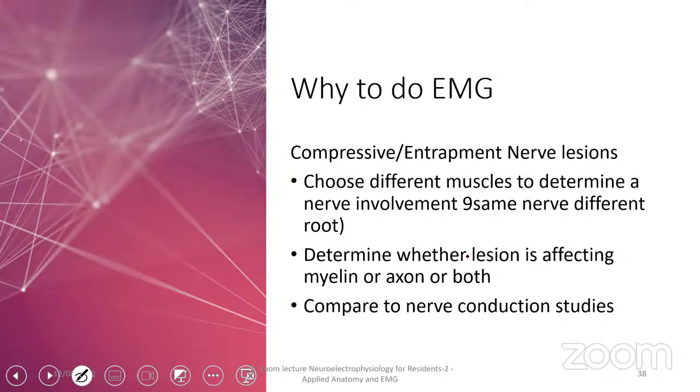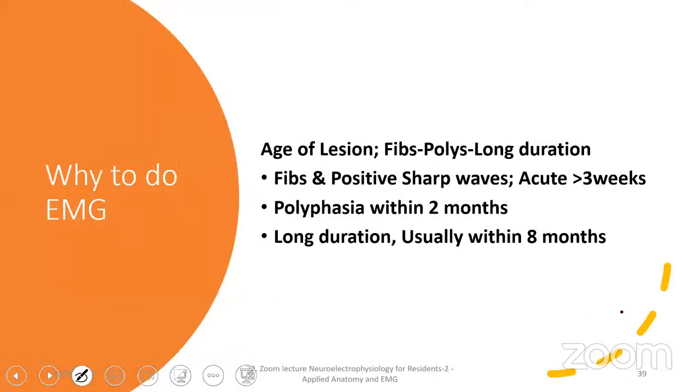Compare to nerve conduction studies. So nerve conduction studies will tell us some idea if it is an axonopathy or demyelinating. If it is affecting myelin, the distal latencies will be prolonged, F waves will be prolonged. The CMAP may be slightly polyphasic or increased in duration, and there may be conduction block. And if it is axonal, there will be loss of amplitude, and the amplitude gets reduced in axonopathy.